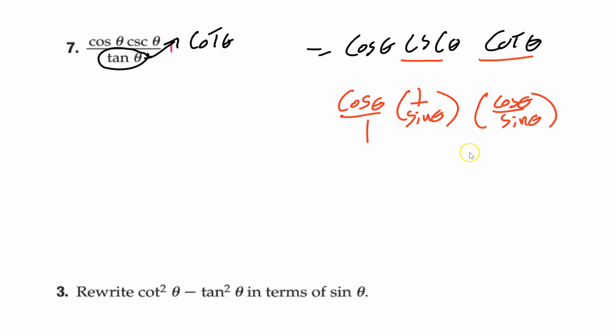So you have this. And look what happens. I get cosine. Remember, you multiply across, so I get cosine squared over sine squared, which is cotan squared. So that's that one. I thought it was going to be more interesting, but that's what that one looks like.